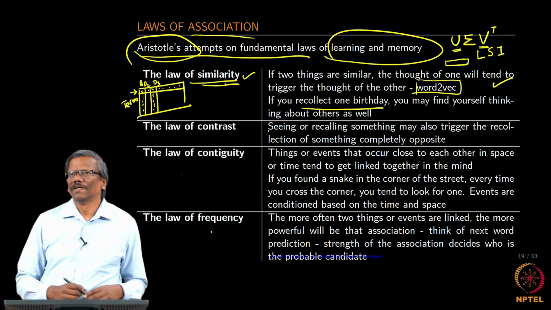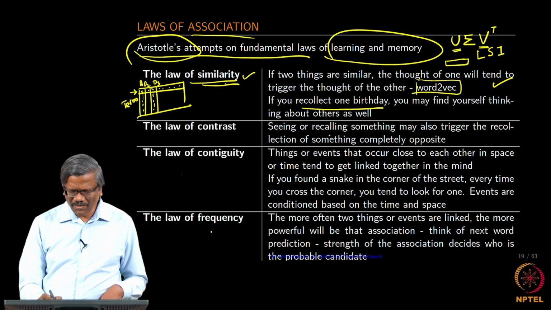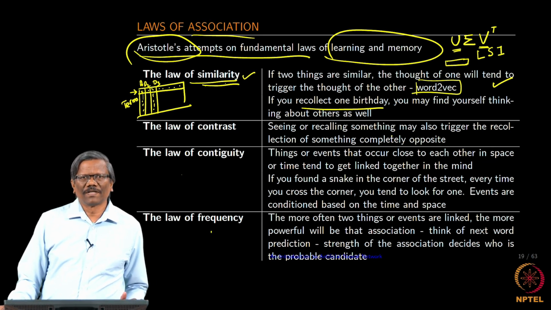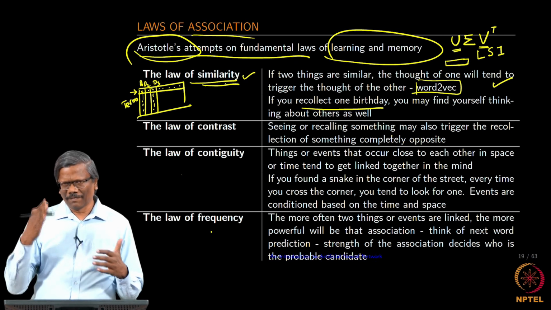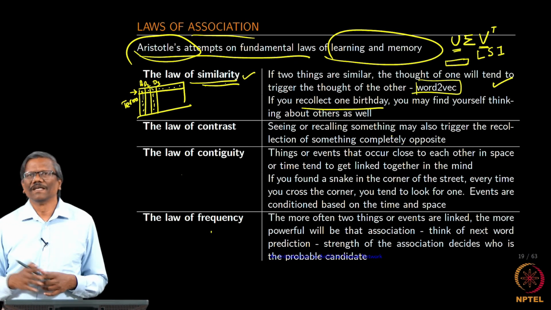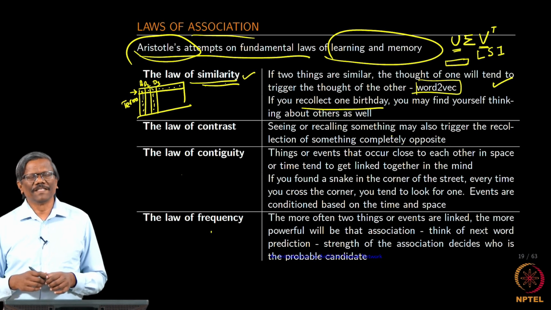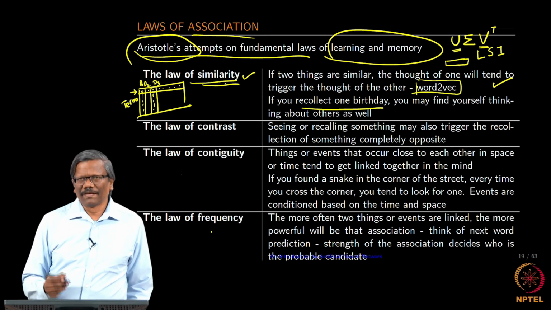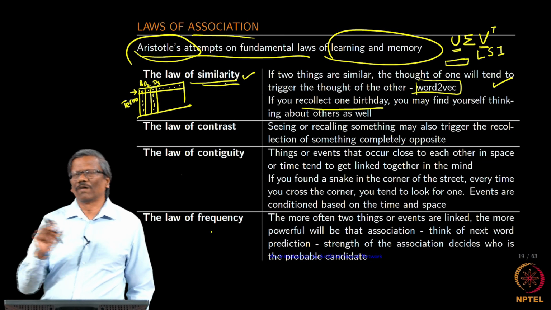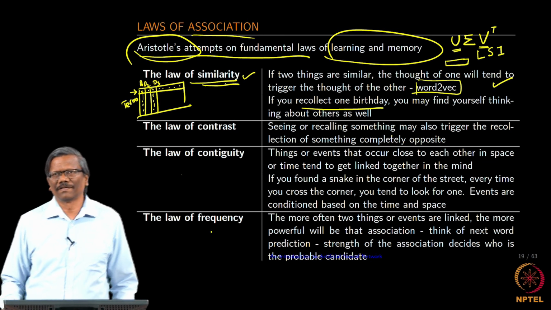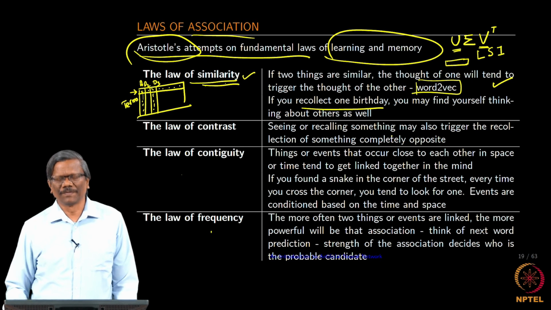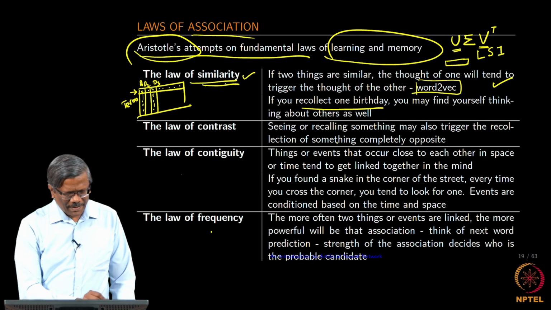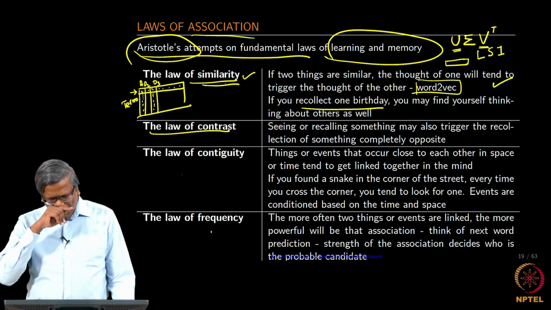And then the law of contrast: seeing or recalling something may also trigger the recollection of something which is completely opposite. Okay. So, in some way we are able to find, instead of the similarity, the antonyms of each word. For example, I have trained the network in such a way that when you give one word, it will always give me the words that are opposite to that. Okay, so, that could be the law of contrast.